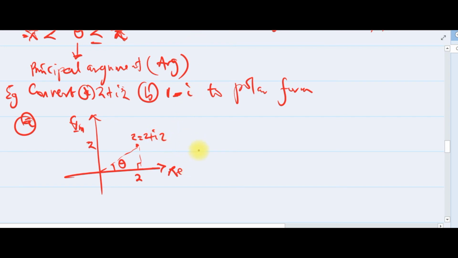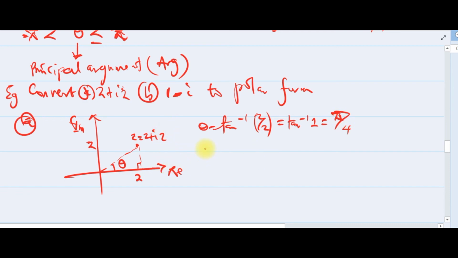So you don't need to waste time. Our theta, that's our argument, is tan inverse of 2 over 2, which is tan inverse of 1, which is 45 degrees, or pi over 4. We normally use radian measure here, so this is pi over 4.